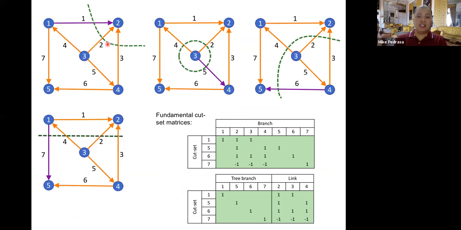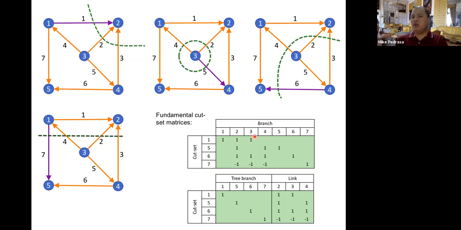So you have 4 branches, 4 fundamental cut sets, meaning our matrix will have 4 rows. The first row is fundamental cut set 1, essentially this cut set here. And that fundamental cut set contains branches 1, 2, and 3. Hence, 1, 1, and 1 corresponding to branches 1, 2, and 3.